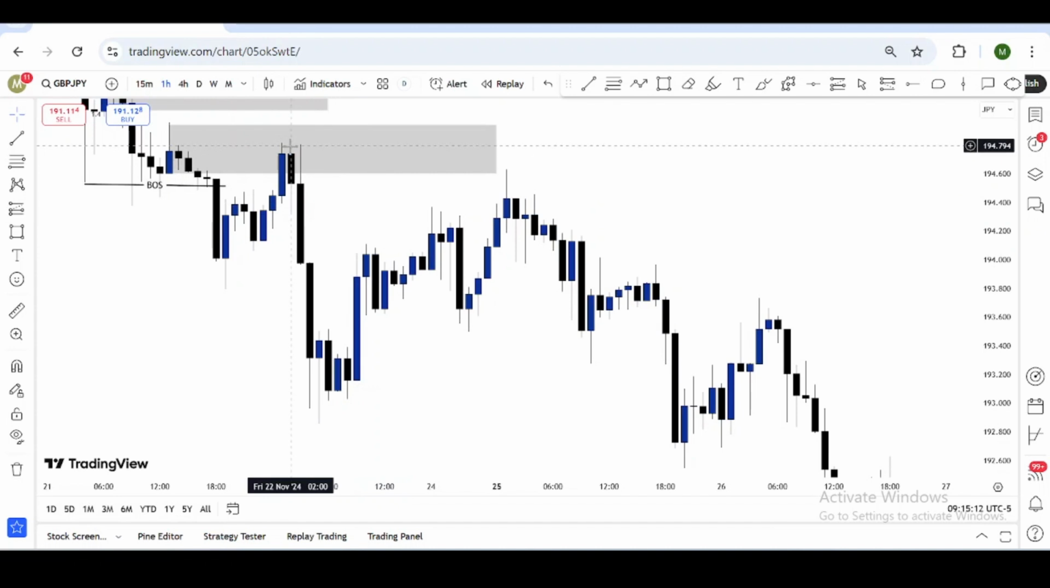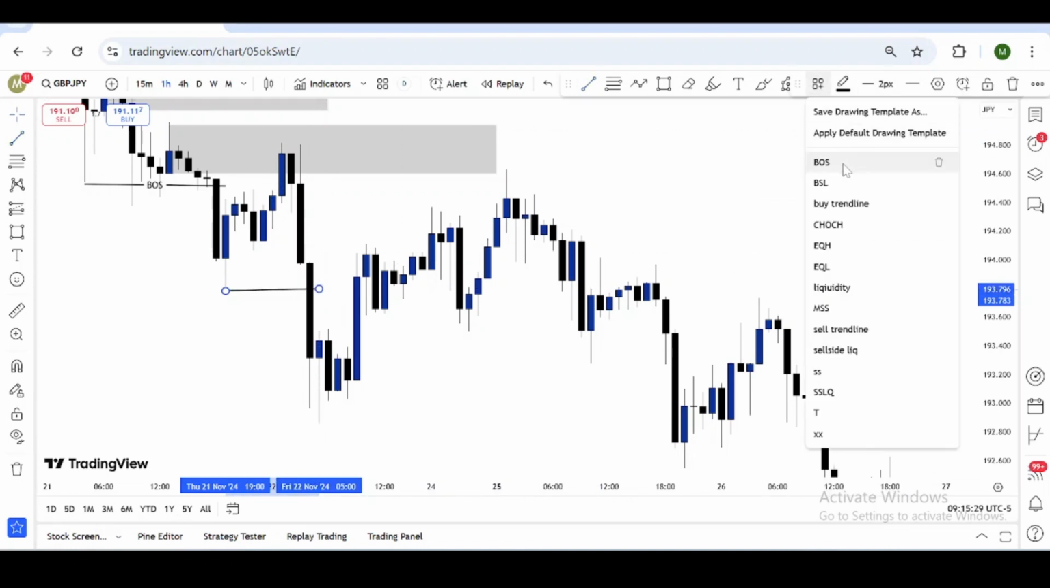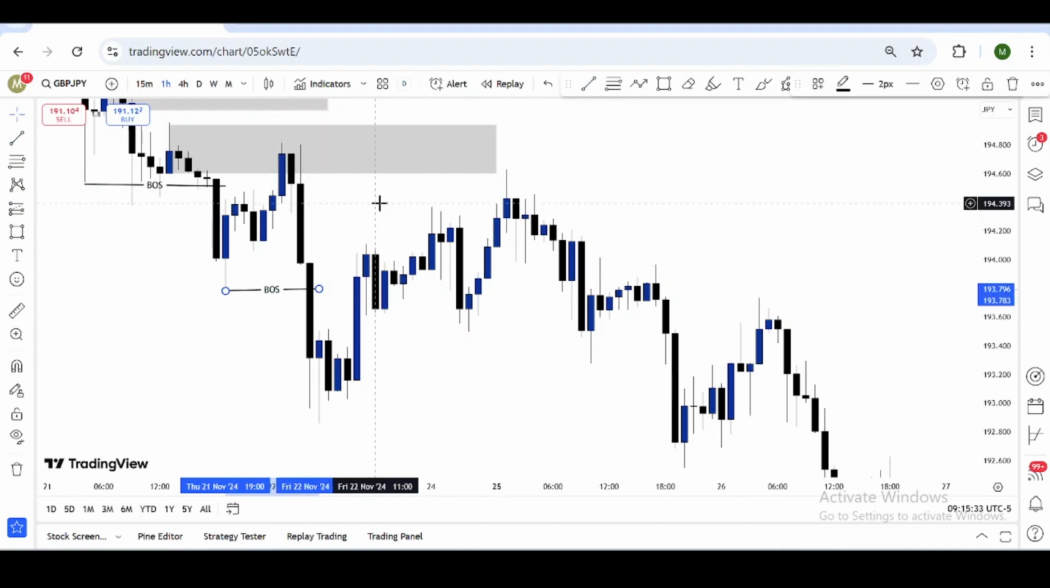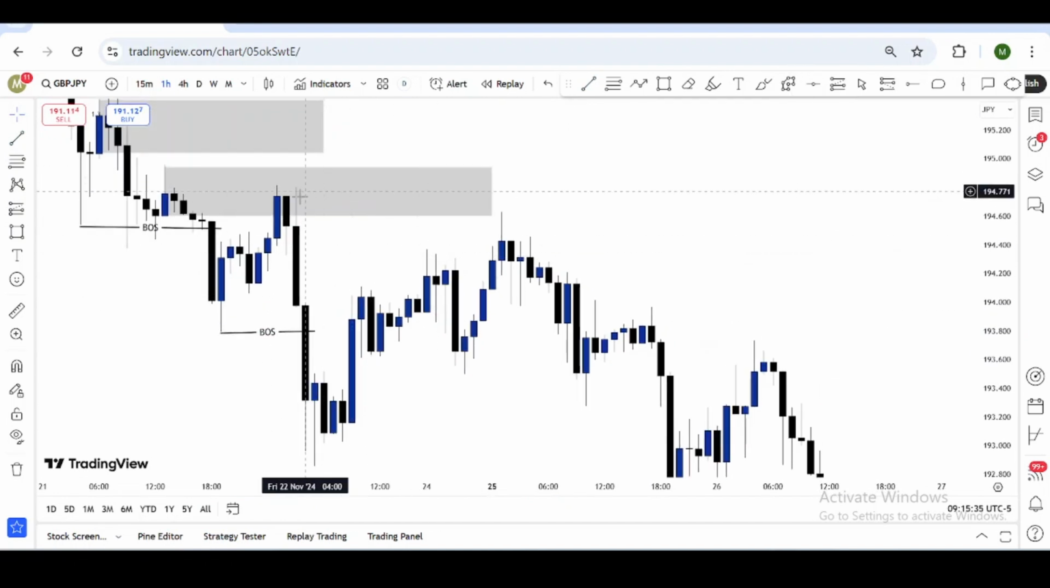So here we have this push to the downside. We have a break of structure here, right? The first thing you have to look out for is a break of structure. And after identifying the break of structure, you go back to check the origin that caused the break of structure. Here, this is the origin that causes the break of structure here.